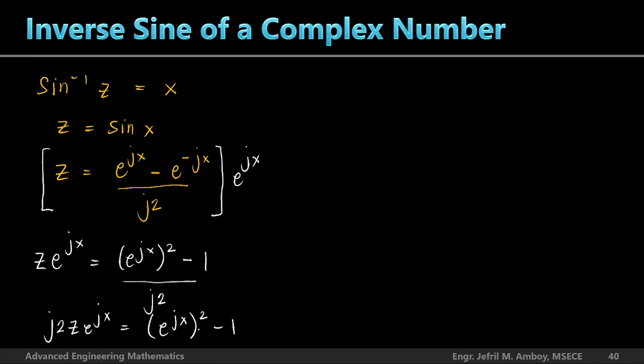Okay? So, kung napansin natin, nagkaroon tayo dito ng term na naka-square. 'Di ba? Itong term na to naka-square at itong term na ito hindi. So, parang quadratic siya. Right? So, i-rewrite na lang natin yan. Itong term na to, ilipat ko lang sa kabila. Okay? Rewrite natin. So, e raised to jx squared then minus j2 z e raised to jx and then minus 1 equals 0.